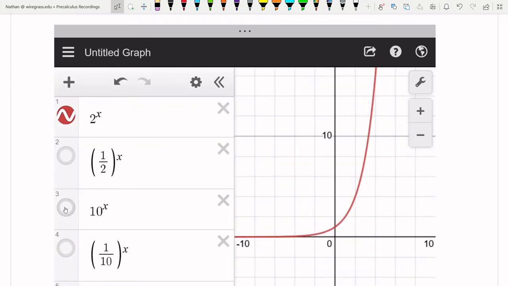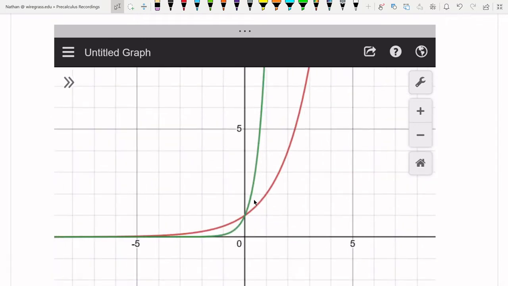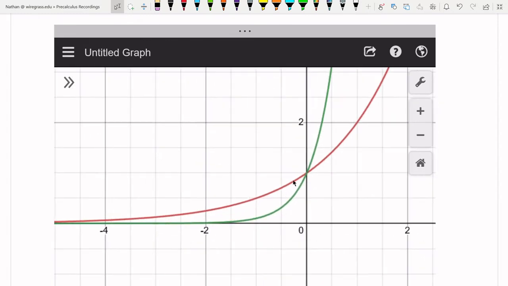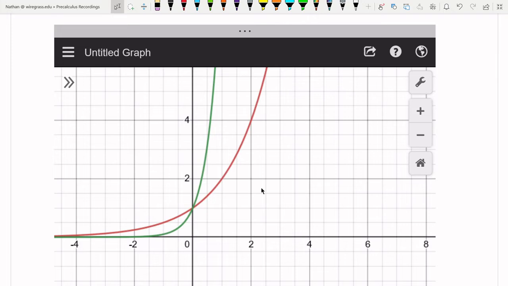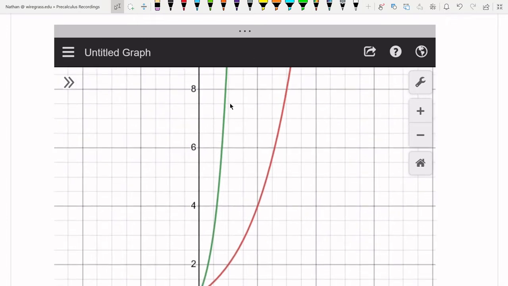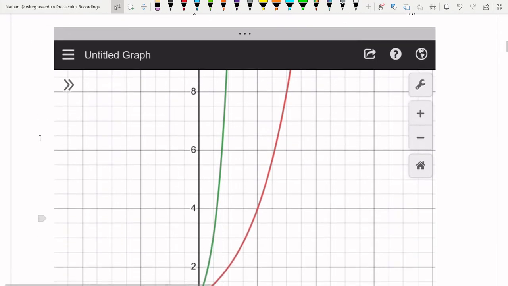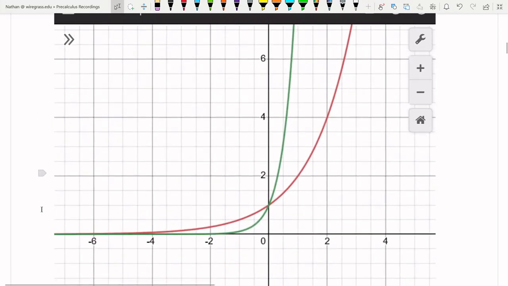Now the next one I want to show is 10 to the power of x. You can see that as we go right to left, it goes down to 0 faster, right? It's much faster to get to 0, whereas 2 to the x takes a little bit more time. And then on the right-hand side, as we go left to right, 2 to the power of x goes slower up to infinity, whereas 10 shoots up faster. So the higher the base is, the faster it goes to 0 on the left-hand side, and the faster it goes to infinity on the right-hand side.